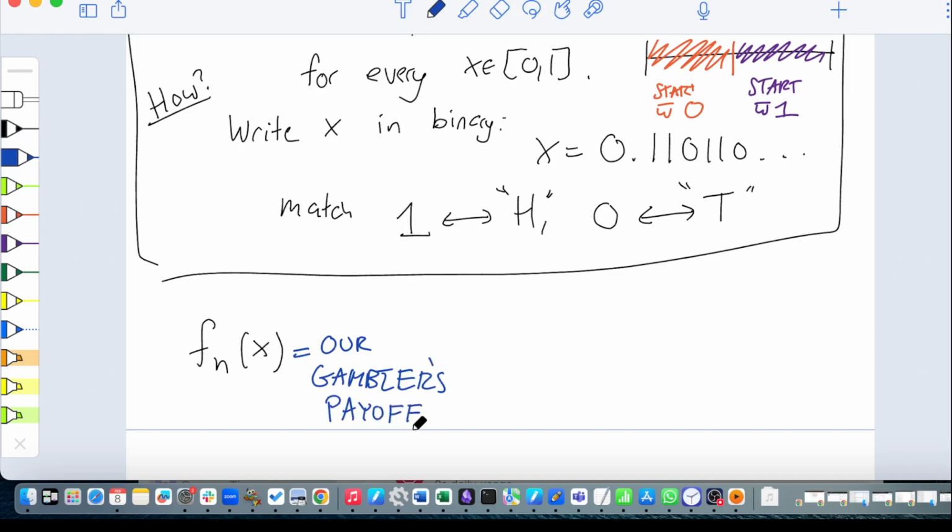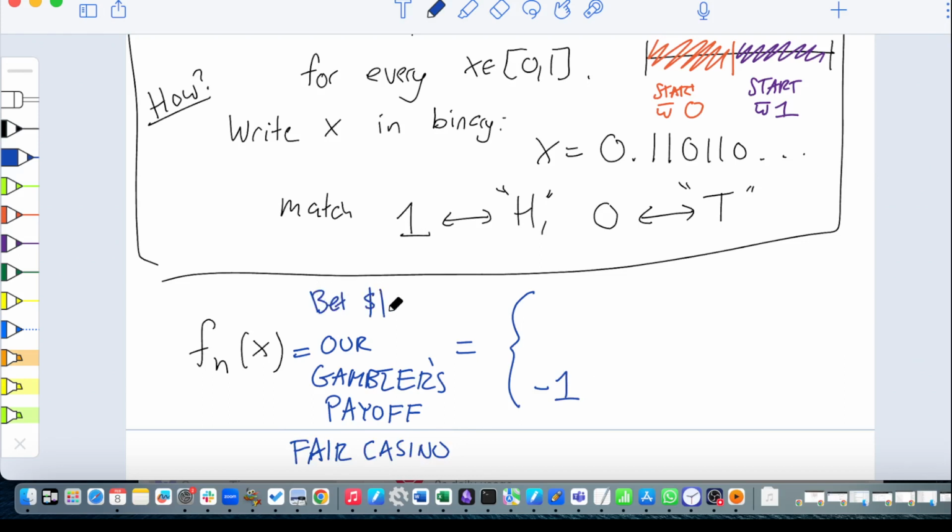Okay, so our gambler's payoff, and here's what it's going to be. Our gambler is going to bet, it's Fn, we're going to bet on n heads coming up in a row. We're feeling lucky, like 10 heads in a row, let's go. So how much money do we get? It's a fair casino. If we lose, then we lose $1. We're only going to bet $1.